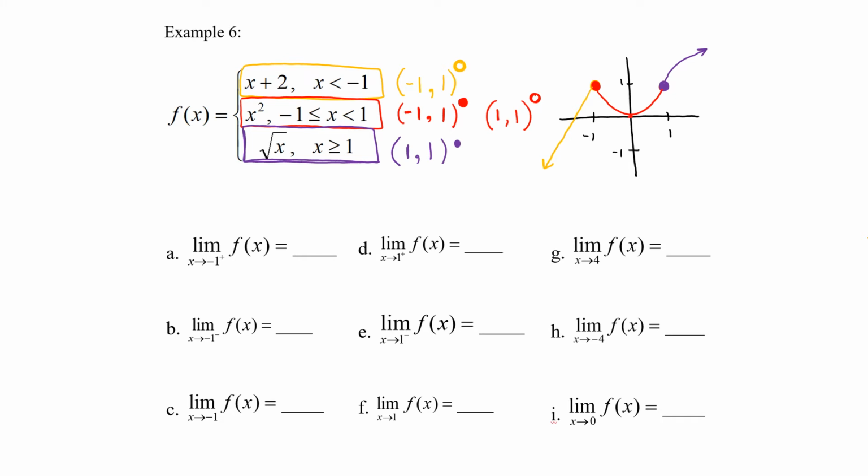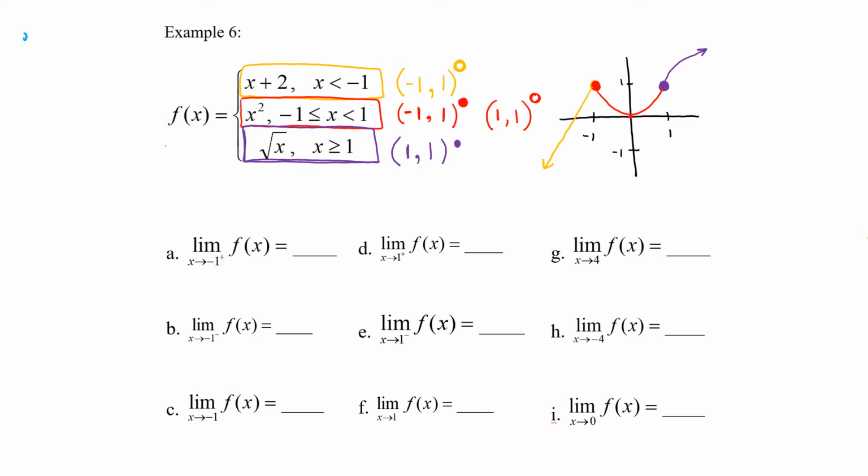Now that we have a graph of our piecewise function, we can use this graph to help us evaluate each of these limits. Even if you don't sketch a graph, you at the very least want to find the points where a function is switching, and whether or not you have an open circle or closed circle.